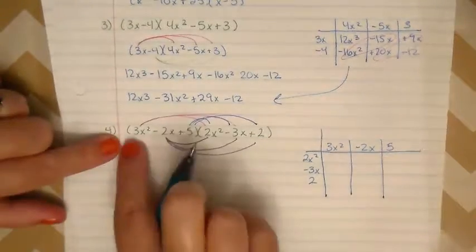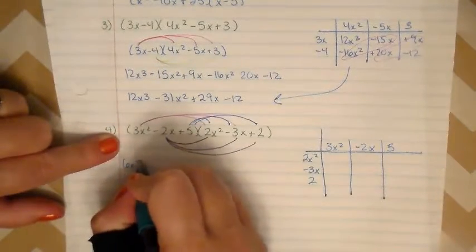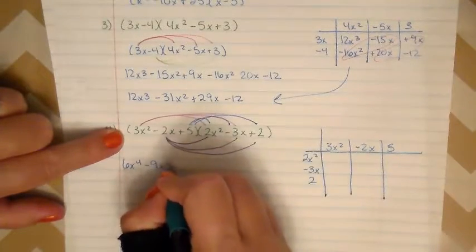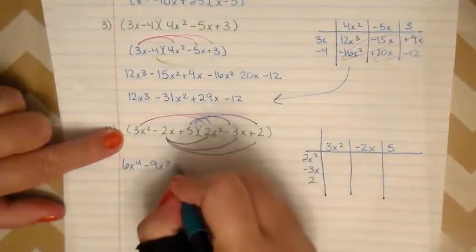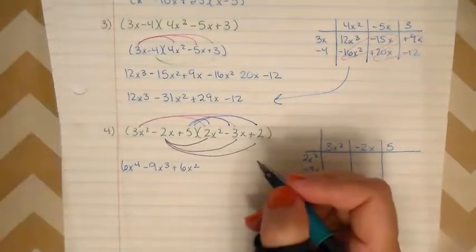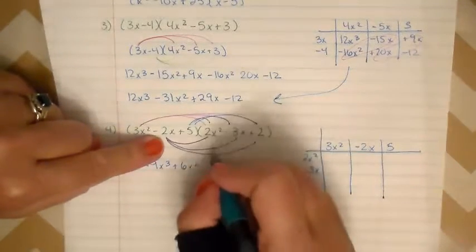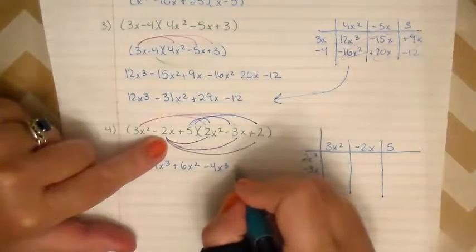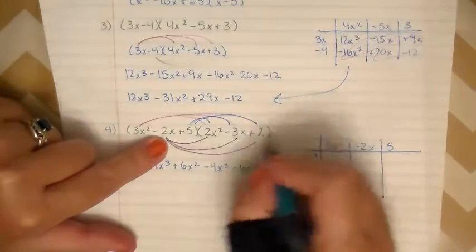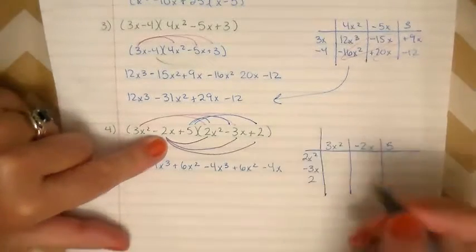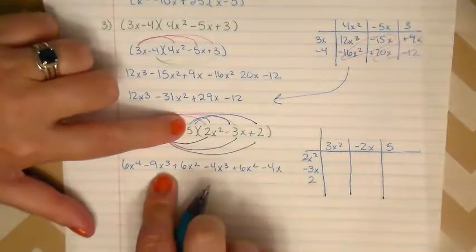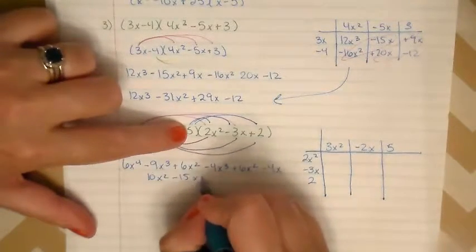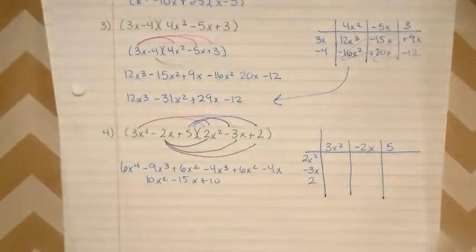So 3x squared and 2x squared is 6x to the fourth. 3x squared and negative 3x is negative 9x to the third. 3x squared and 2 is 6x squared. Then negative 2 times 2, negative 4x to the third. Negative 2 times negative 3 gives me 6x squared, and negative 2 times 2 is minus 4x. I ran out of room, so I'm going to come down to the next line. 10x squared minus 15x and plus 10 was when I multiplied everything by 5.